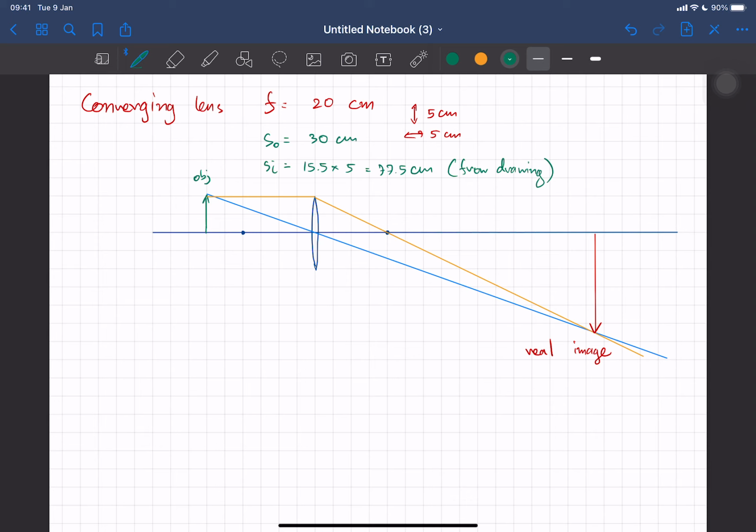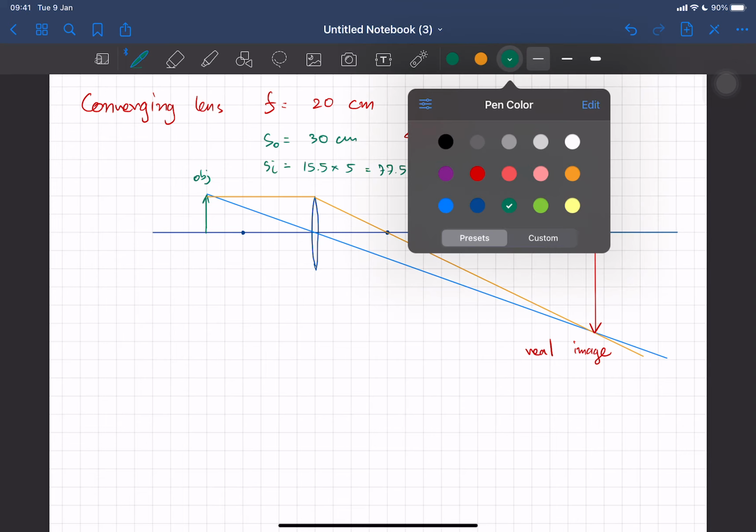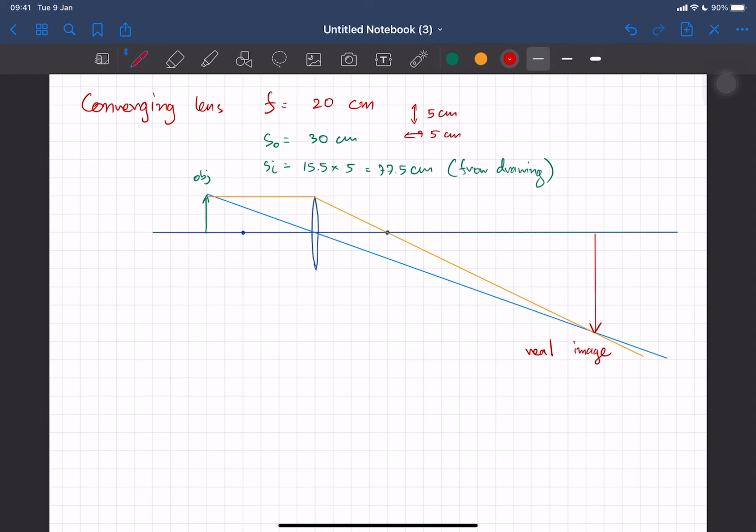But if you want to really calculate what SI is, there's a formula that we can use. Again, we are not going to prove this formula, but we can use it right away. That formula is called the lens equation, which is 1 over F equal to 1 over SI plus 1 over SO. The proof of this can be found in any physics textbook. So let's see if this agrees with the picture that we drew here.